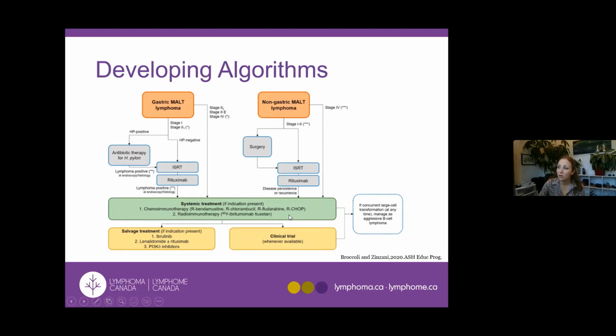If they need systemic treatment, again, we're talking about chemoimmunotherapy. We don't really frequently use radioimmunotherapy. It's hard to access in Canada, and also it does have significant side effects that I won't go into. And then if they're relapsing after that, we have some different options, in consideration of the clinical trial.